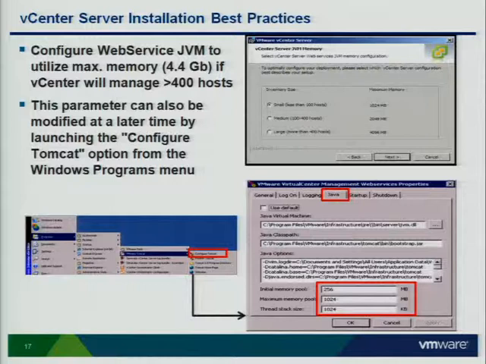So with the new architecture, given that we are going to 64-bit, we are able to take advantage of the more powerful memory you have on these systems. At install time, depending on how many host VMs you're going to manage, you can specify what the memory allocation for this is. And you can do this after installation as well. There's an option within the vCenter UI.